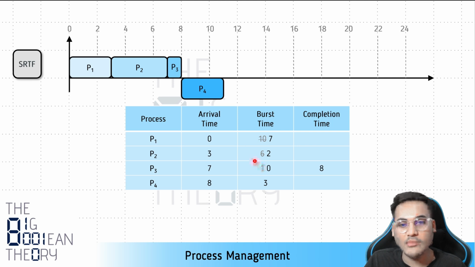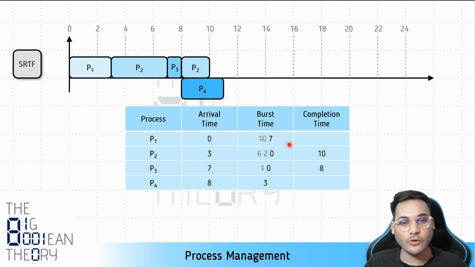So now let's come back to this. What is the scenario now? P1 has a remaining burst time of 7, P2 has a remaining burst time of 2, and P4 has a remaining burst time of 3. So we can sort them in ascending order. So it will be P2, P4 and P1. So let's schedule the process P2, right? Process P2 executes and it finishes at t equals 10.